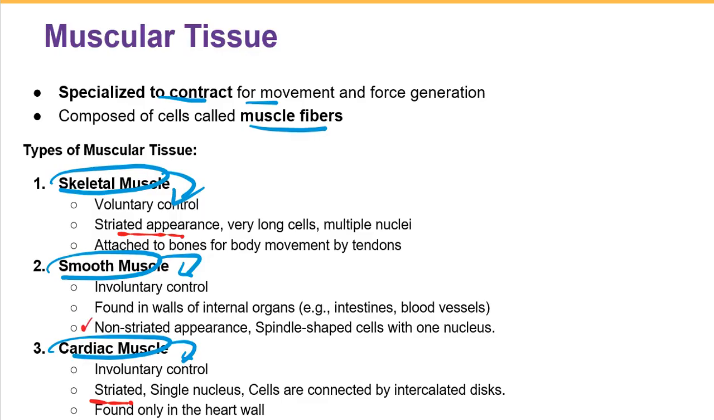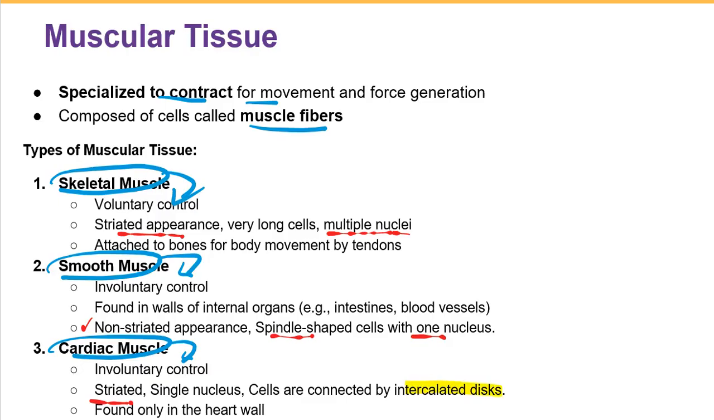We also said the skeletal muscle cells are very long and they have many nuclei, and the smooth muscle cells are spindle shaped and they only have one nucleus, and for cardiac muscle the cells are connected together by intercalated discs.